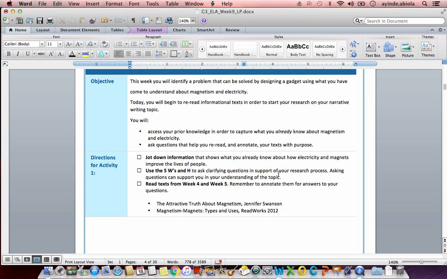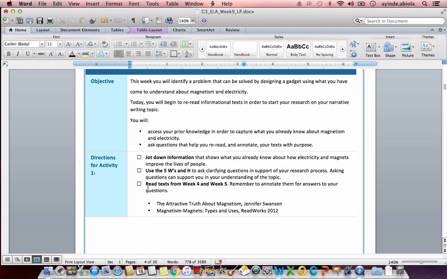So here, it is asking us to create questions using the 5 W's, which is who, what, when, where, why, and H being how. That's going to help support our understanding of this topic. It also asks us to write down anything that we already know about electricity and magnetism, which should be quite a lot at this point.